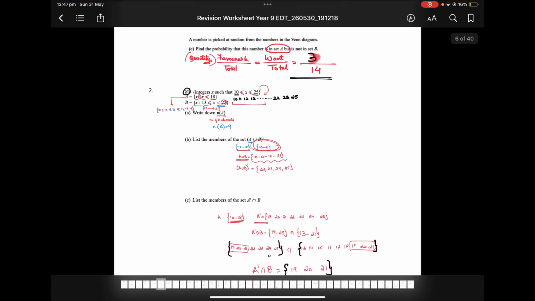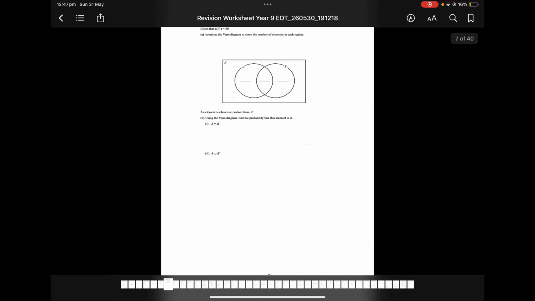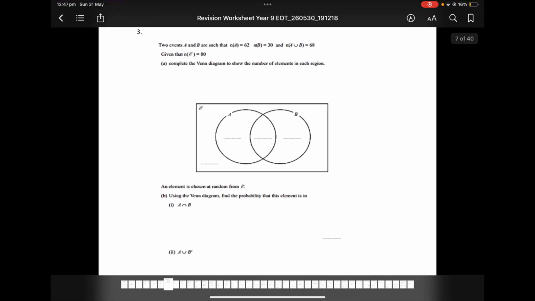Okay, now moving ahead with the next question that we have here. It says that two events A and B are such that n of A is equal to 62, n of B is equal to 30, and n of A union B is equal to 68. This type of question has never been taught in the exercises, but they're given in the examination. So let's buckle ourselves up and solve them.